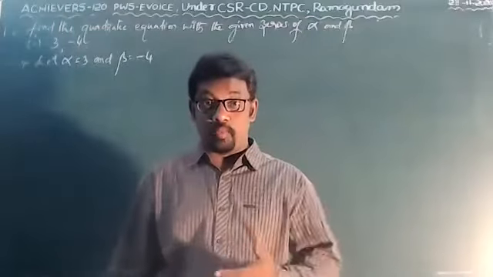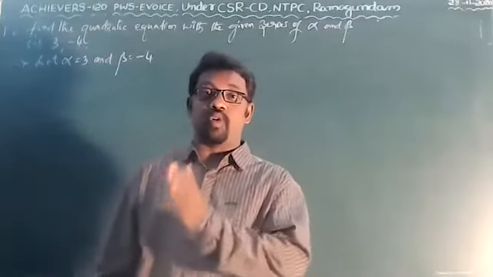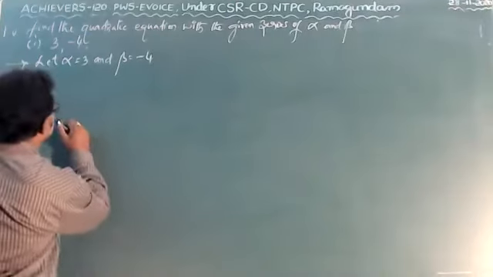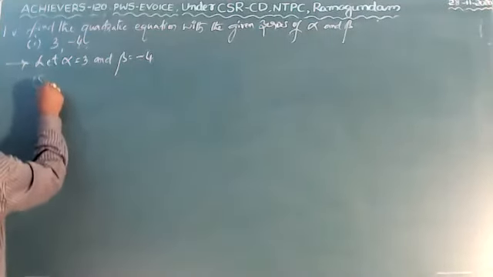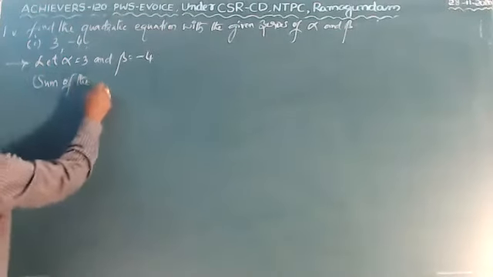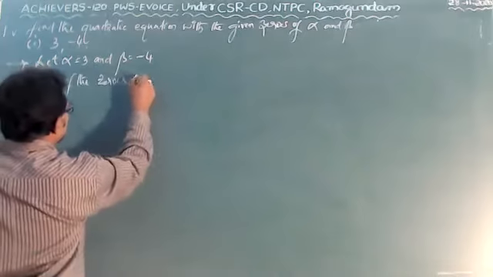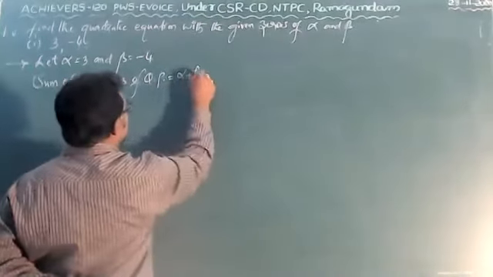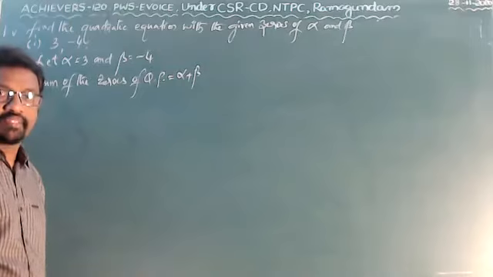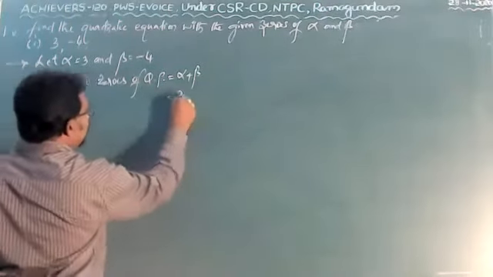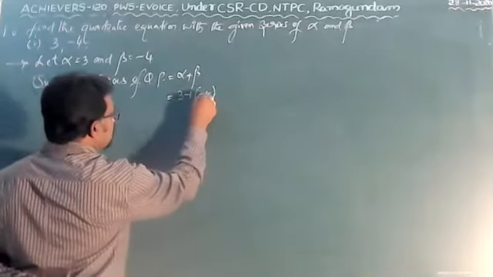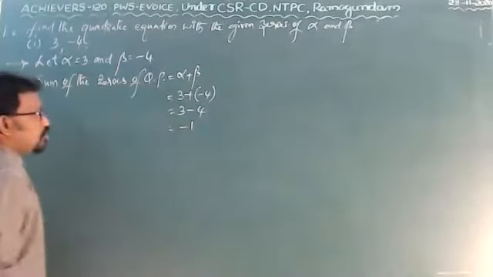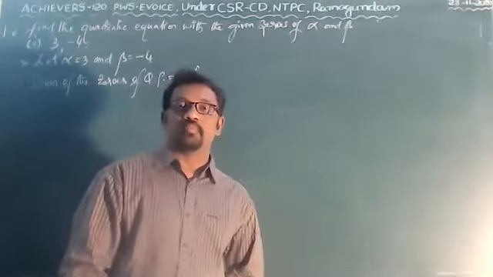First of all, we have to know the general standard form of a quadratic polynomial. For that, first find the sum of the zeros of the quadratic polynomial. What is the sum of the zeros formula? Alpha plus beta. Alpha is 3 and beta is minus 4, so that is 3 plus minus 4. That means the sum of the zeros is minus 1.